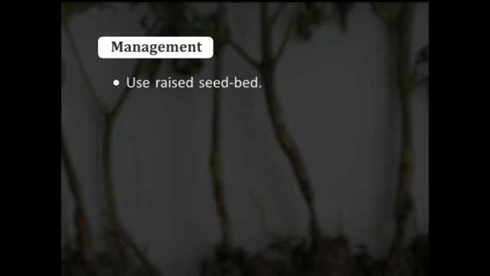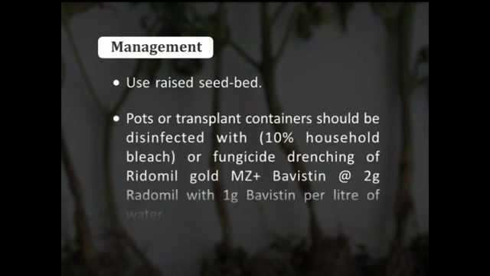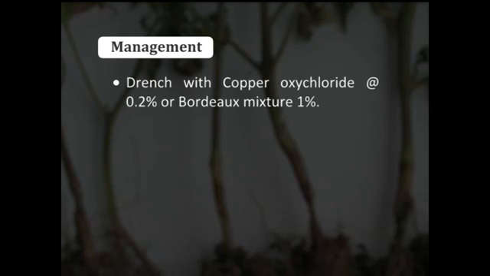Use raised seedbed. Pots or transplant containers should be disinfected with 10% household bleach or fungicide drenching of Ridomil Gold MZ plus Bavistin at the rate of 2 gram Ridomil with 1 gram Bavistin per liter of water. Drench with copper oxychloride at the rate 0.2% or Bordeaux mixture 1%.